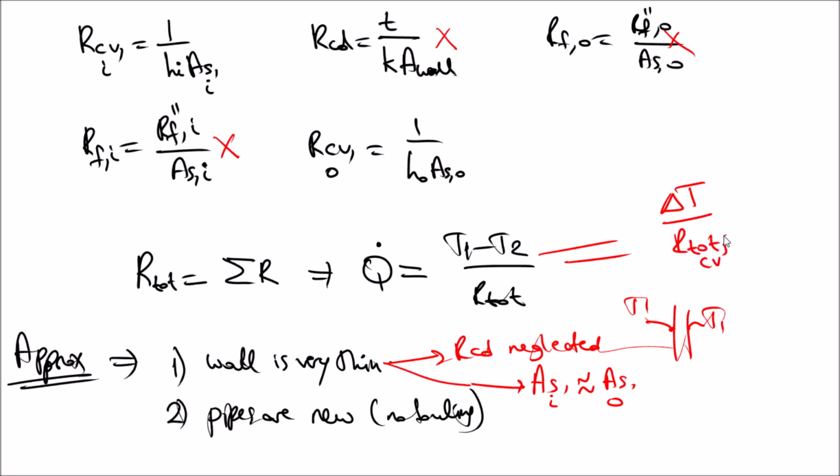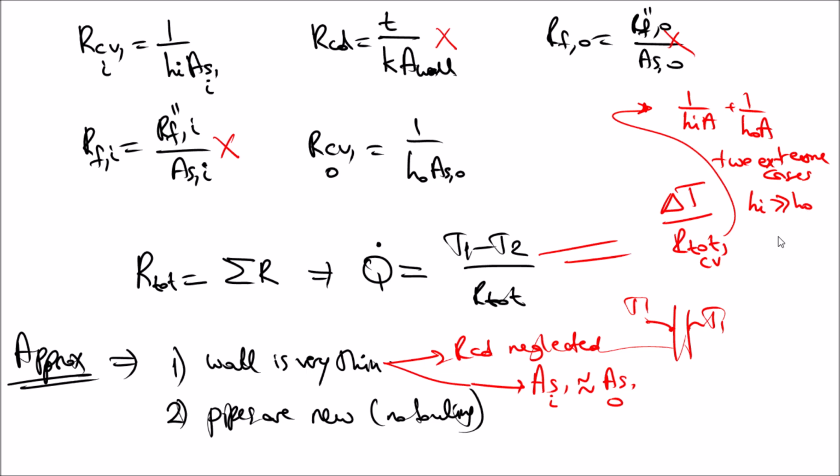Okay, and if I write it in better form, you will have 1 by h inner area plus 1 by h outer area. As you can see here, the areas are the same, and the resistance is dominated by the inner convection coefficient and the outer convection coefficient. We can look at two extreme cases: h inner much greater than h outer, and h inner much less than h outer. These are the two extreme cases.